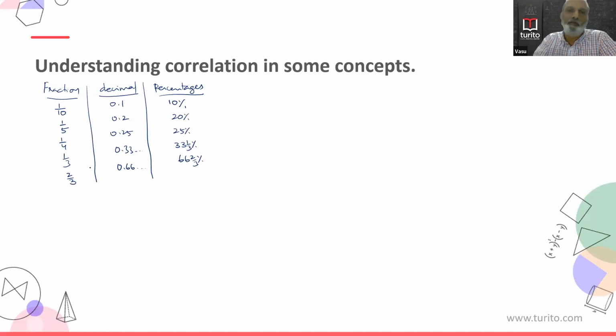Let us suppose in a problem, somebody has asked you 10% of something. So 10% is nothing but 1/10 of that. So easily you can calculate it. Or a fraction is given. So if you can think about these percentages, decimals, and fractions, there is a correlation in the subject.